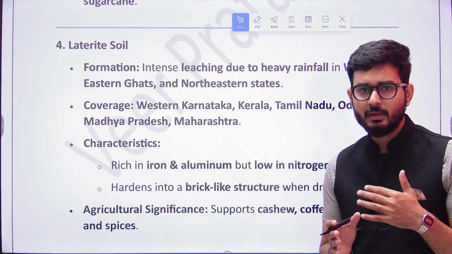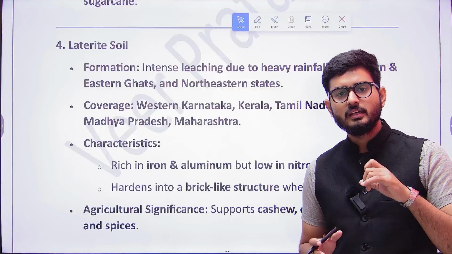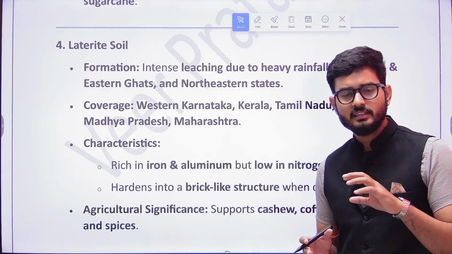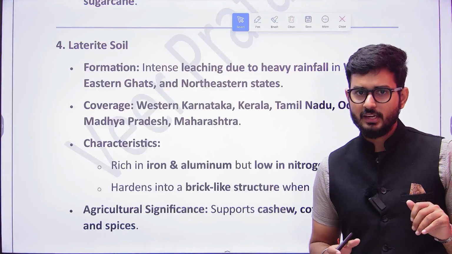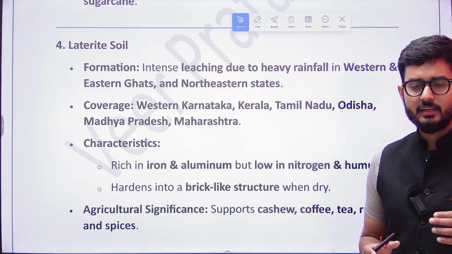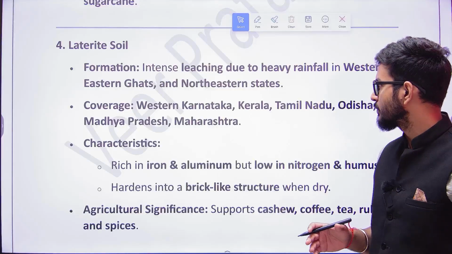At that point, this particular soil becomes uncultivable, and that is why the top layer of the soil is generally removed and sent to the chimneys where bricks are made of the laterite soil. The name laterite generally comes from the Latin word for brick, and this soil is used for brick making.